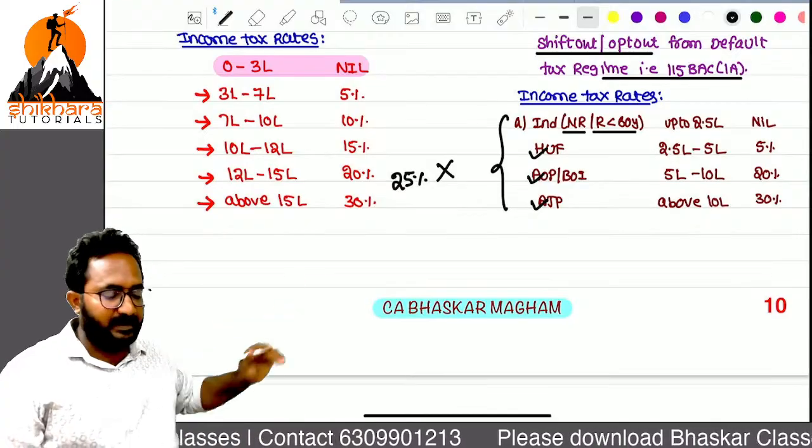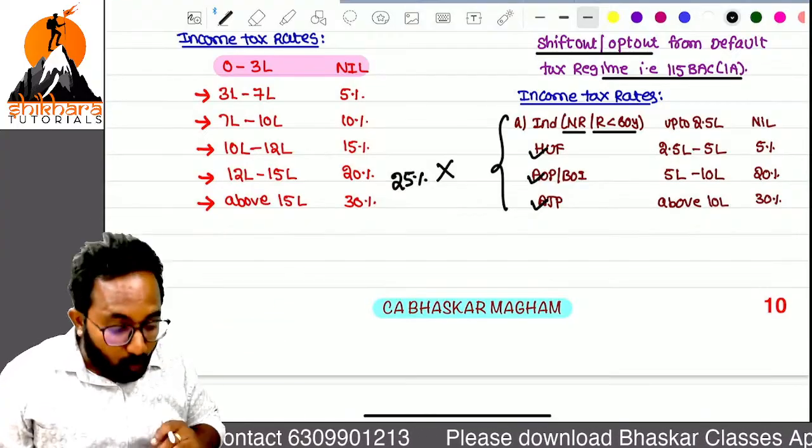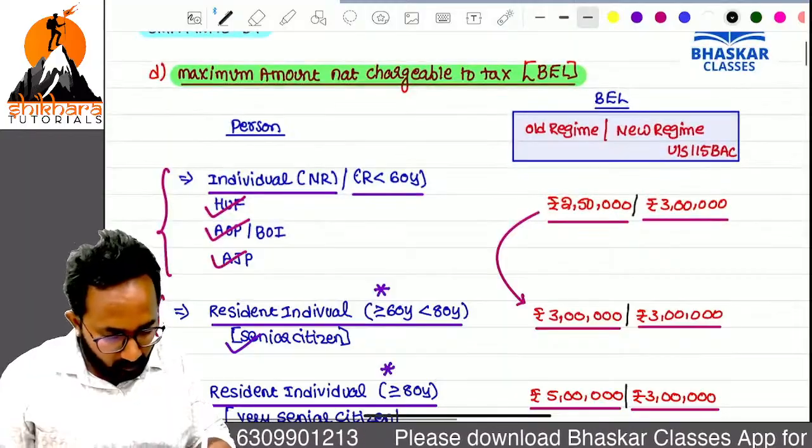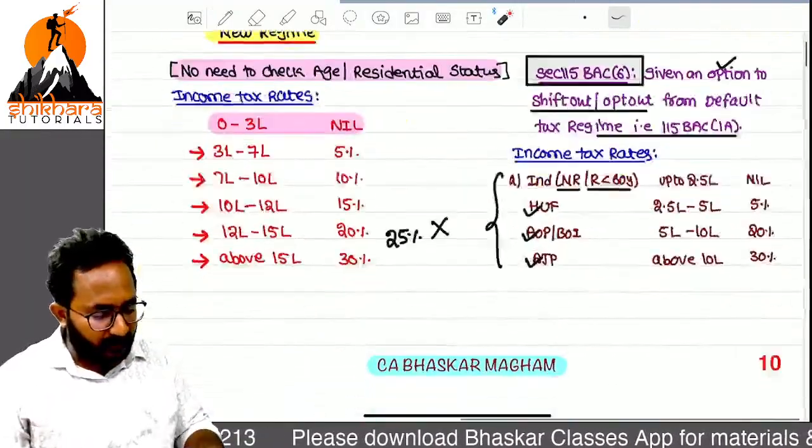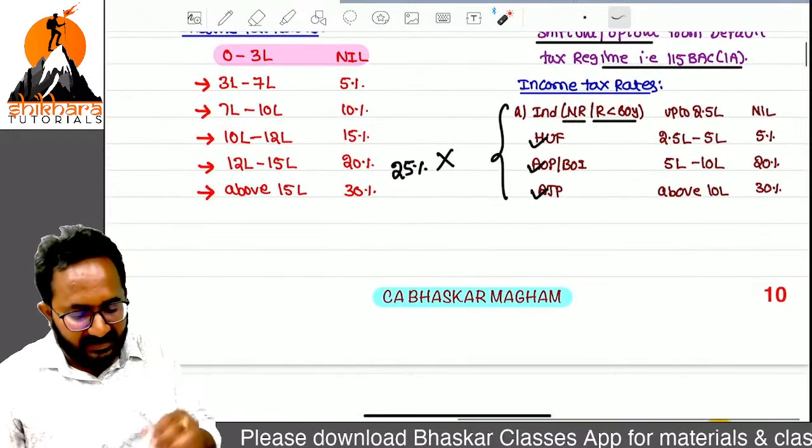Another one we have to add: individual, HUF, AOP, BOI, AJP. For all these persons, what is the basic exemption limit? 2.5 lakh. So up to 2.5 lakh, no need to pay any tax.